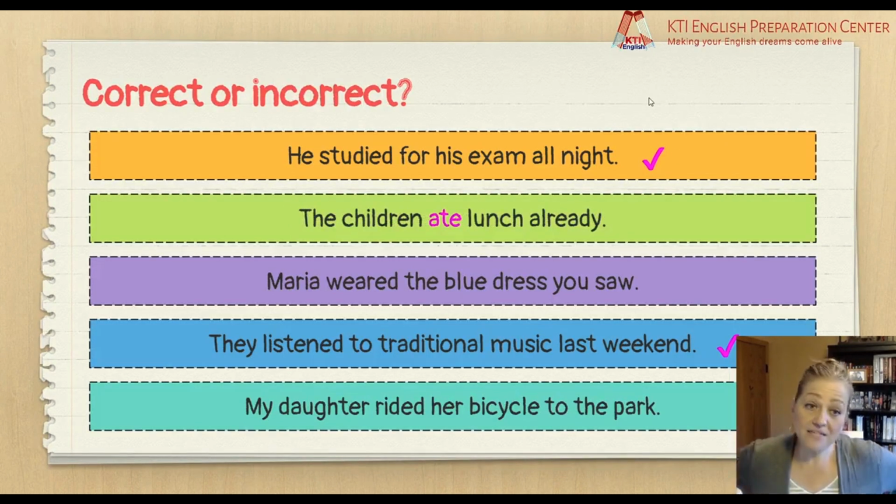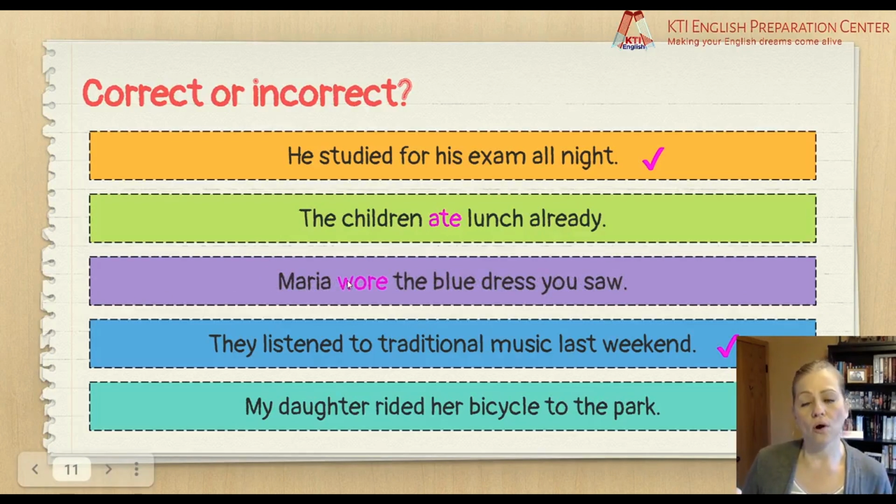But this one, the children eated lunch already, is incorrect. Eated, or to eat, is not a regular verb. So we cannot just add ed to the end. It is an irregular verb. To eat becomes ate. The children ate lunch already. This purple one.